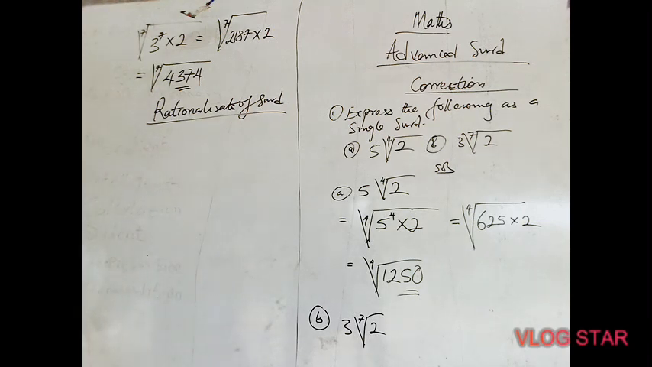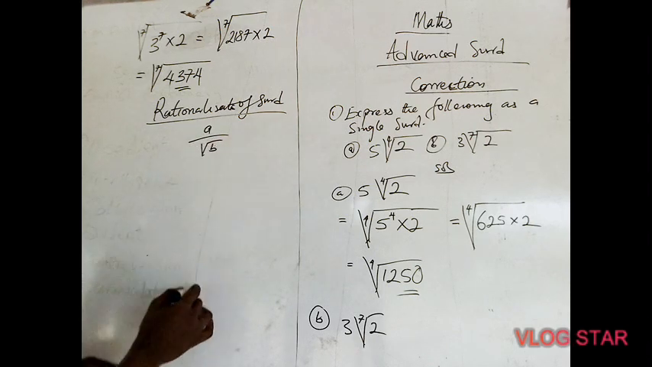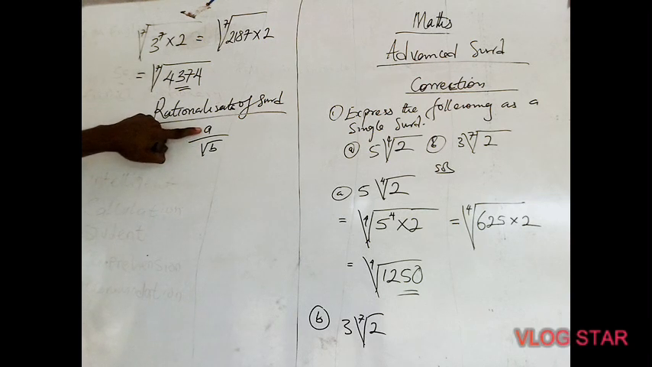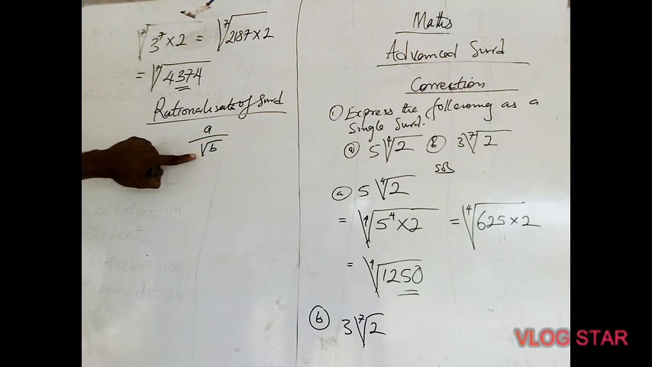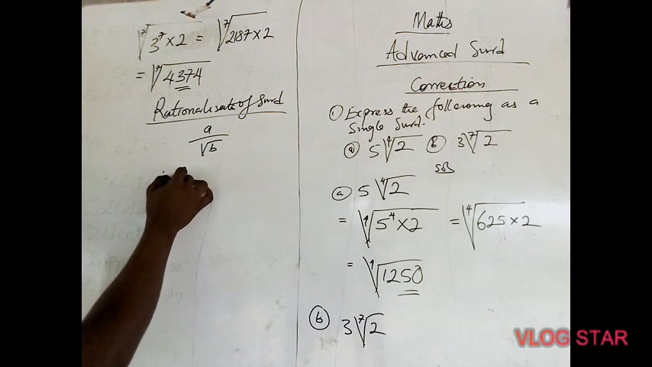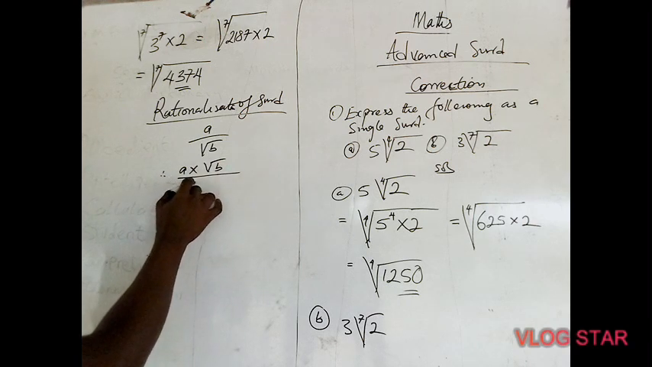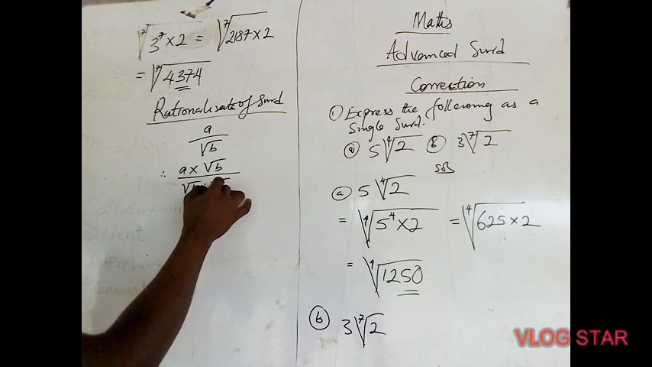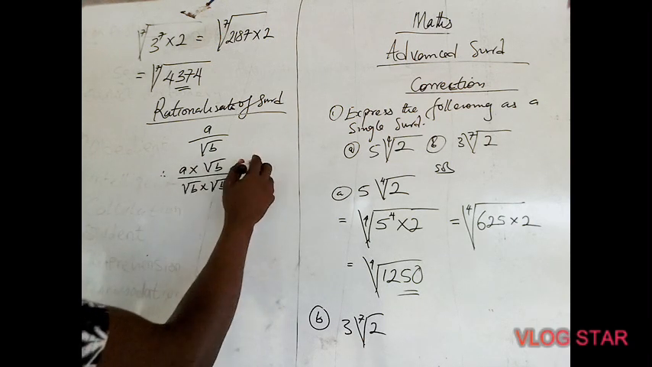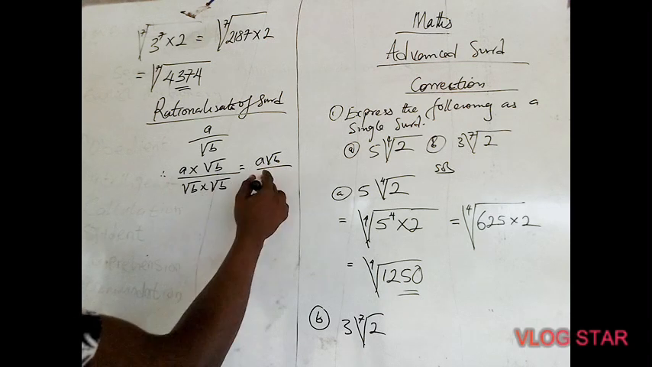What you have to do is just multiply. Assuming we have a over root b. This root b here itself is the irrational part. This is the rational part. So what are you going to do here? You multiply both the numerator and denominator by the irrational part. That is multiplying a times root b, then all over root b times root b. That will give you a root b divided by root b times root b, which will give you b.